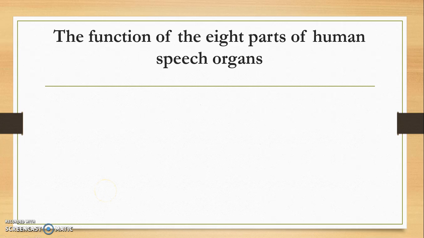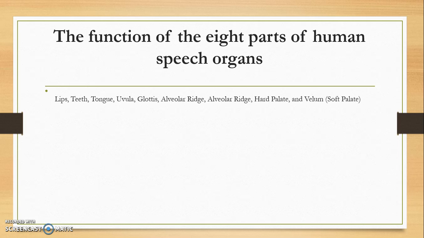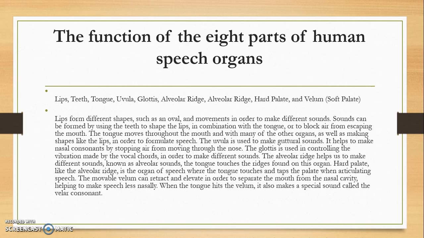The functions of the 8 parts of human speech organs. Okay, here are the main ones: lips, teeth, tongue, uvula, glottis, alveolar ridge, well, this one is repeated, hard palate, and velum, the soft palate.